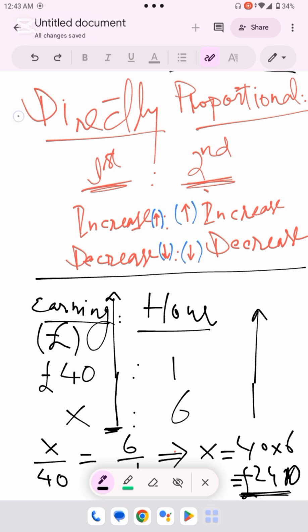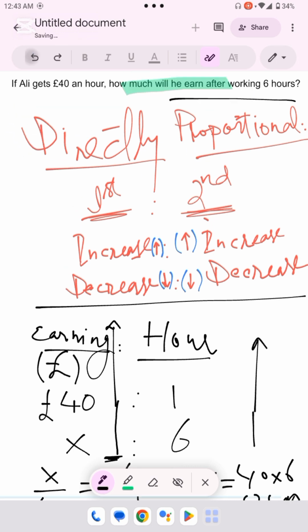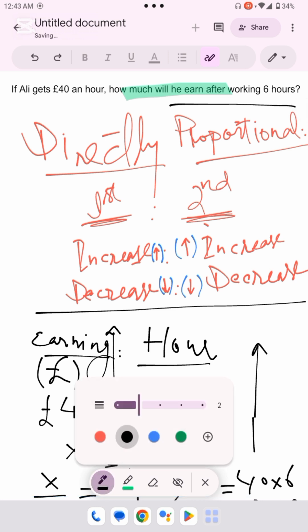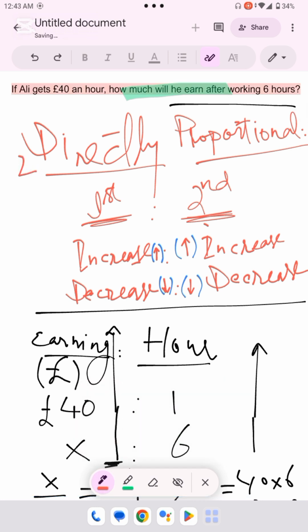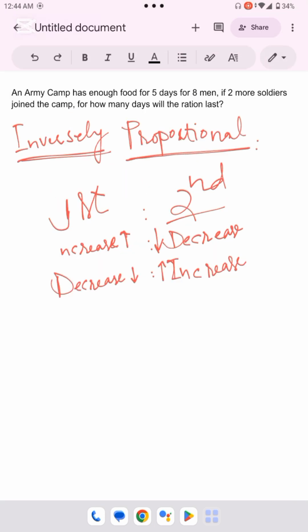Now the second type, this is the very first type. The second type says, what would you have if you have inverse relation? In the second type you will have inverse relation. This was the first type. Okay, let's talk about the second type now. Inverse relation, just like this. An army camp has enough food for 5 days for 8 men. If two more soldiers join the camp, for how many days will the ration last?